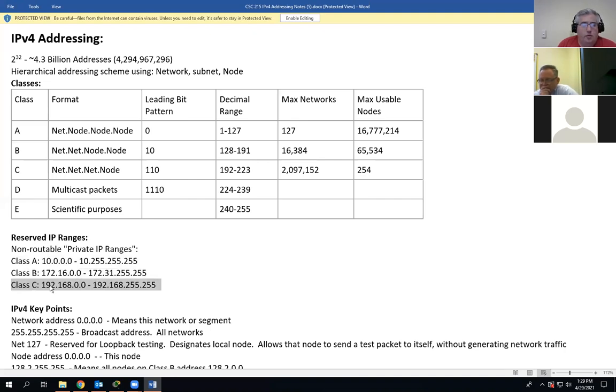All of those are available for private use. They are not publicly routable on the internet. So these are good for your own personal local area network, and then you could translate that to an internet routable address. And in fact, nowadays, because we're almost out of IPv4 addresses, you have to use NAT if you're going to use IPv4.